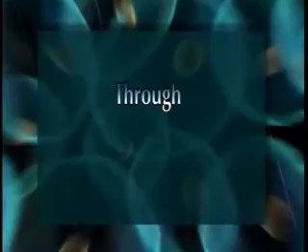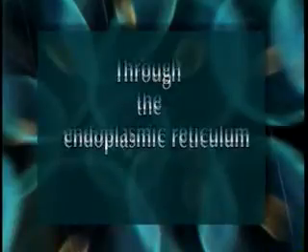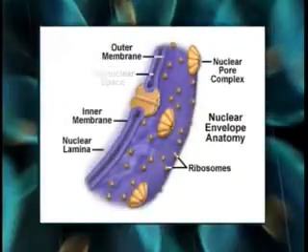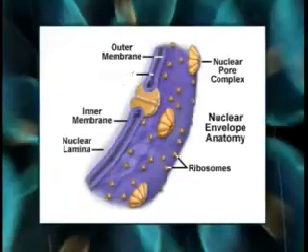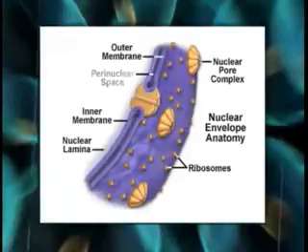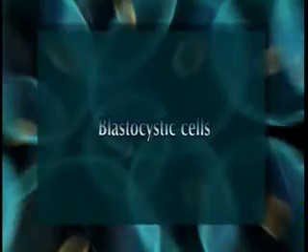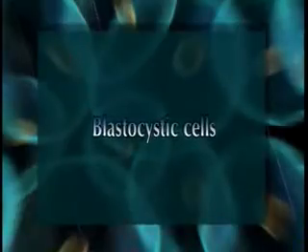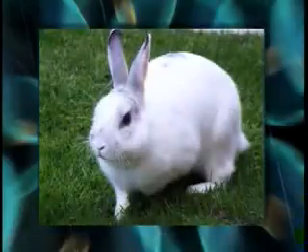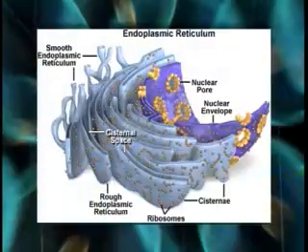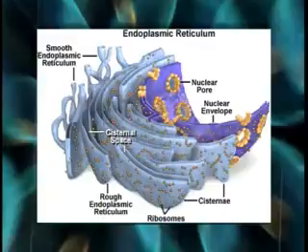Through the endoplasmic reticulum, the perinuclear space of the nuclear envelope is continuous with the cavity of the cisternae of the endoplasmic reticulum. It has been reported that in blastocystic cells of rabbit, ribosome-like granules enter the perinuclear space through the inner membrane and are then distributed to the cisternae of the endoplasmic reticulum.